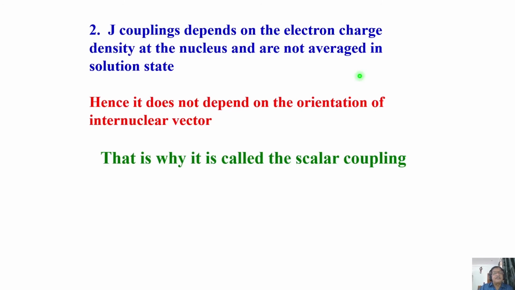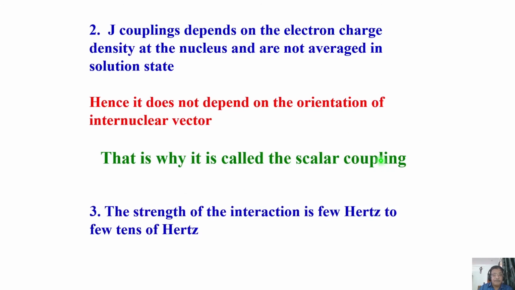That is why it is called scalar coupling. If it had an orientation dependence, you could call it a vector, right? So it is not direction dependent. It has no direction. It is simply a number. It is called a scalar coupling. Okay. And another salient point, number 3.